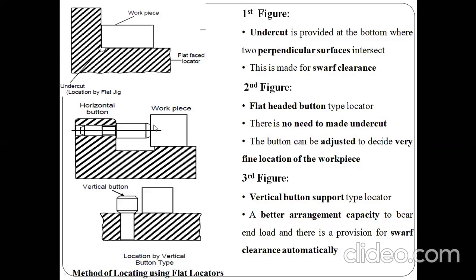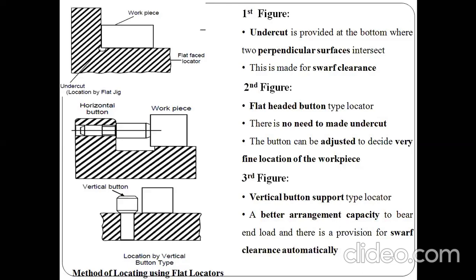process. The head of your button comes in contact with your workpiece, and this is called your horizontal button, which is used for machining and locating of your workpiece. Then the button can be adjusted to decide the very fine location of your workpiece. It means we can adjust the length of a workpiece by moving your button horizontally. This is your horizontal button flat head type of locator.